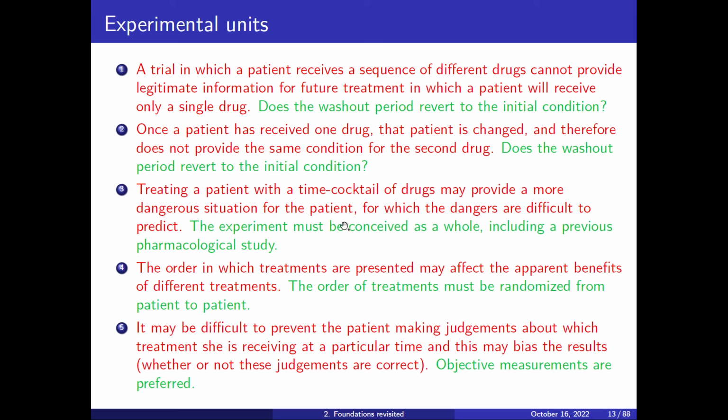And the order in which treatments are presented may affect the apparent benefits of the different treatments. So that is why the order of treatments must be randomized from patient to patient. It may be difficult to prevent the patient making judgments about which treatment she is receiving at a particular time, and this may bias the results, whether or not these judgments are correct. So it is better to base your analysis on objective measurements, so you can measure the concentration of whatever in blood. That is objective. It is not asking the patient how she feels.